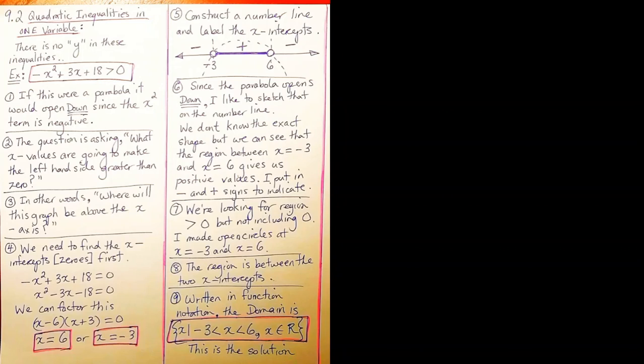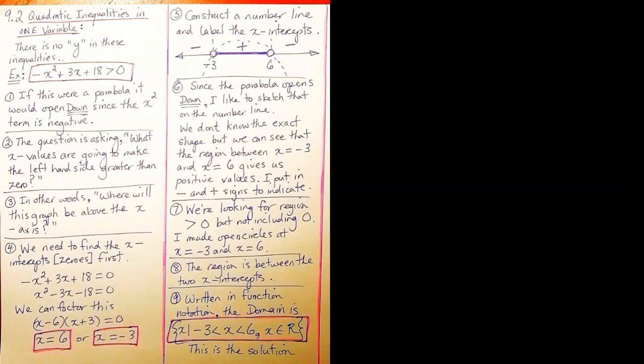And luckily this is one that can be factored. So we'll factor that, and we find out that -3 and 6 are the two zeros, the two x-intercepts. Those are the two numbers that if we plug them back into minus x squared plus 3x plus 18 will give us 0. So the next step is to construct a number line.